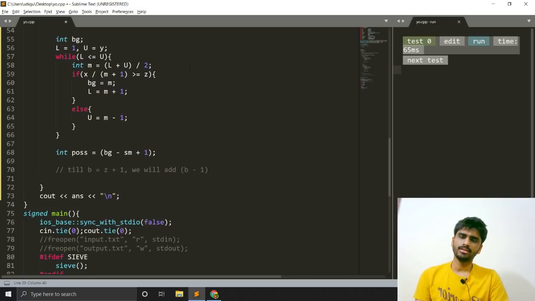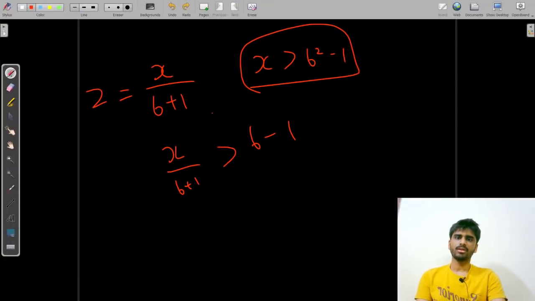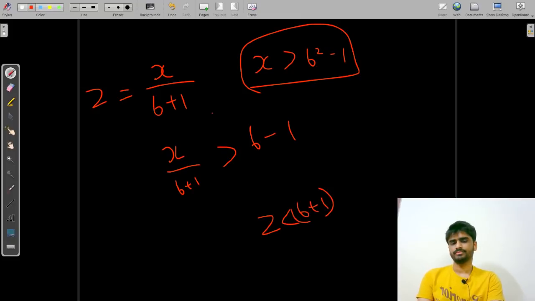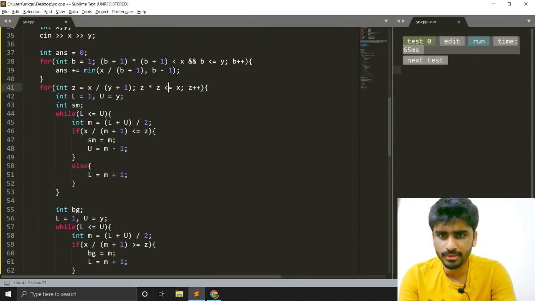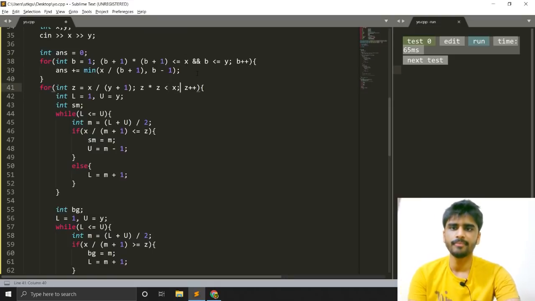B plus 1 equals z plus 2. I think this is the case when z is smaller than b plus 1, right? We're talking about the case when z is smaller than b plus 1. So obviously z will be smaller than b minus 1, I think, right? Yeah, so we can take care of that. Maybe we just have to remove the equality from here, put it here instead.